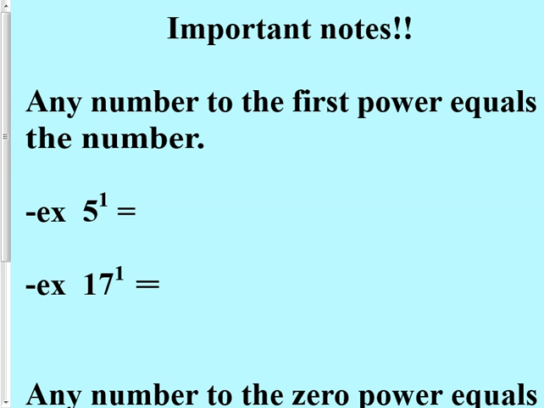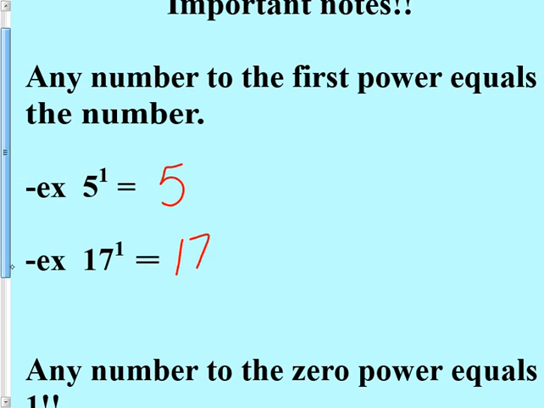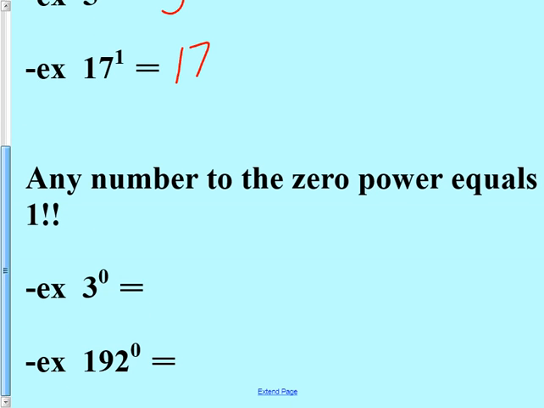Now, some important things to note: any number that is raised to the first power is equal to the number. So, for example, 5 to the first power is equal to 5. 17 to the first power is equal to 17. Any number that is raised to the 0 power equals not 0, which is what most people would guess, but it equals 1. So 3 to the 0 power is 1, and 192 to the 0 power is also 1.